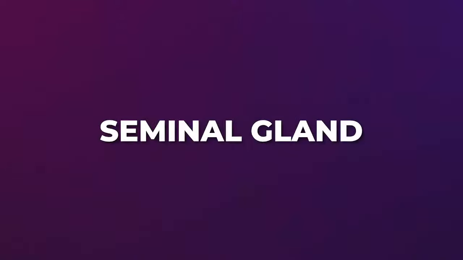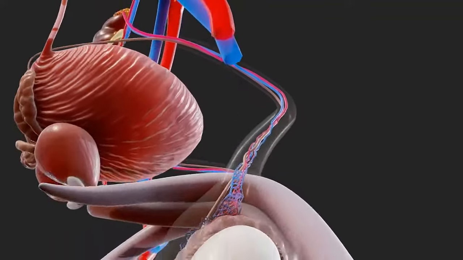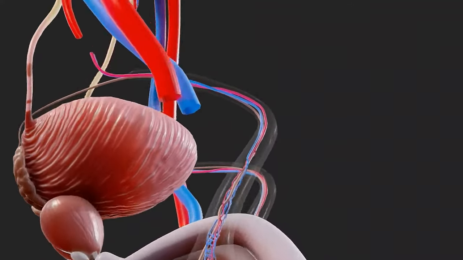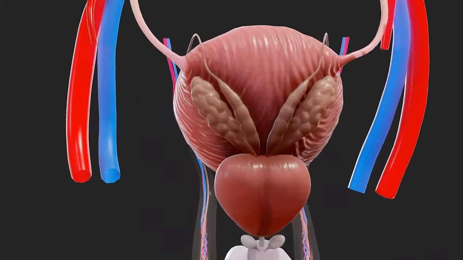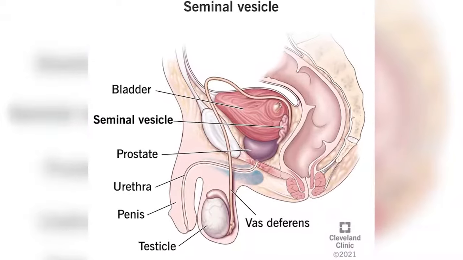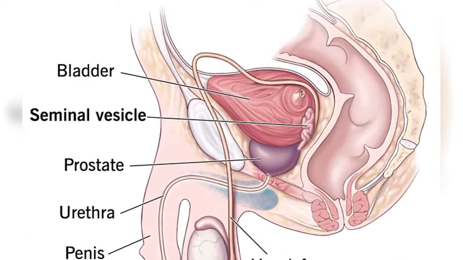Seminal gland. The seminal gland produces 50 to 80% of the ejaculate fluid. This fluid contains nutrients for the sperm and substances that help in sperm motility. The seminal gland's duct fuses with the ductus deferens to form the ejaculatory duct.